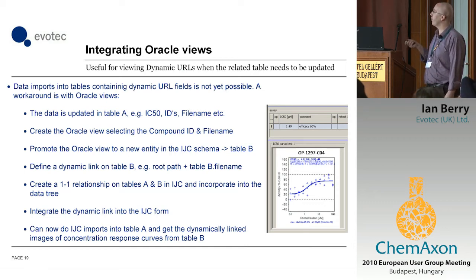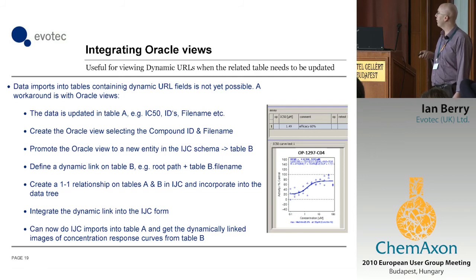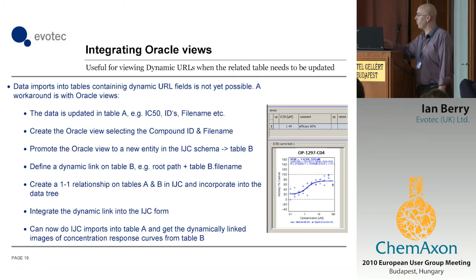So we create a dynamic link on table B, rather than on the one we're going to update regularly, by using the root path plus table B.filename for where the image is, or whatever it is you want to show. And then create the one-to-one relationship between tables A and B. That means you can get your dynamic link automatically updating when you load in new data, but also not have it overwritten, which is what some of the problems are at the moment, I think. So now we can do the imports onto table A without affecting that and get the images, which are hosted on some web server somewhere within Evotec, and show them in your forms, which is really great.